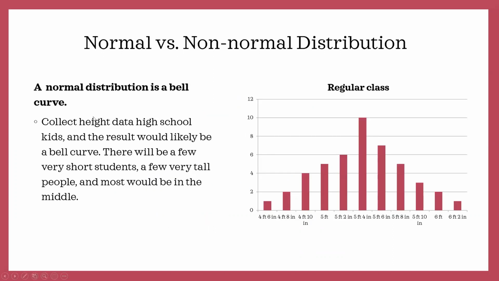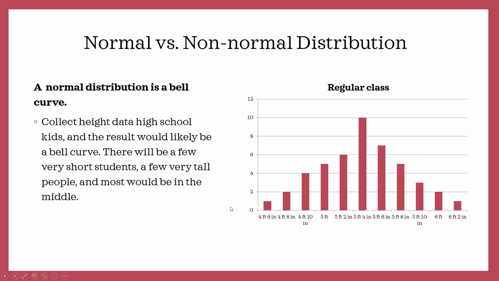So what does that mean? Let's talk about that. So a normal distribution is the bell curve, right? So let's say, for example, you collect the height of a bunch of high school kids, just randomly select them. The result would likely be a bell curve, right? There'd be those that are in the center, and then there'd be those that are very tall and those that are not so tall, the shorter ones, right? This is called a random bell curve.